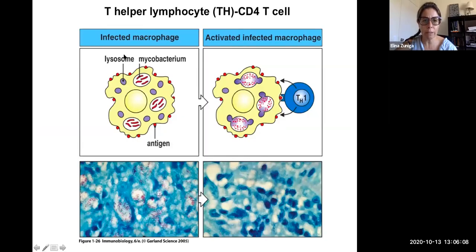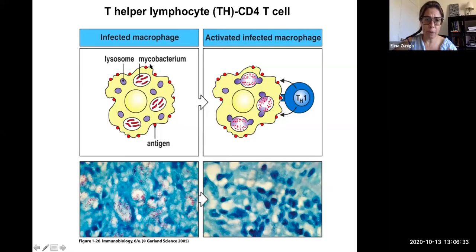So here is the infected macrophage. In their vesicles, they have growing Mycobacterium tuberculosis. And one of the mechanisms by which Mycobacterium evades the killing by the macrophages is that they impair the fusion of the lysosome with the phagolysosome. Some mycobacteria have evolved to do that.